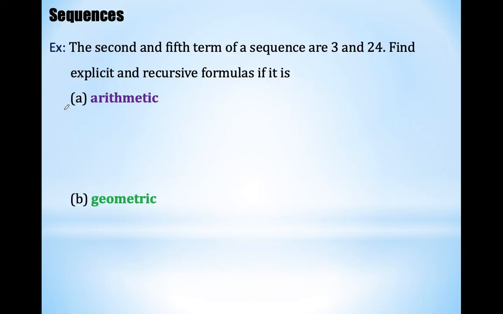All right, what's happening here? I was just starting to get excited about limit work. The second and the fifth term of a sequence. All right, so this is a sub 2, and this is a sub 5. Find the explicit and recursive formulas if this sequence is arithmetic.